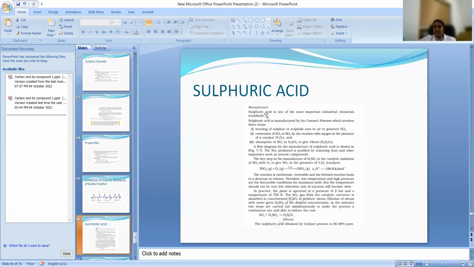How to prepare sulfuric acid? We will use a method called the contact process to prepare sulfuric acid. First, what are the three processes? Burning of sulfur or sulfide ore will produce sulfur dioxide. If you burn sulfur, S plus O2, SO2 will be produced. That will again react with excess oxygen to form sulfur trioxide. That takes place in the presence of a catalyst called vanadium pentoxide. And the sulfur trioxide formed will be absorbed in sulfuric acid to form oleum, H2S2O7, fuming sulfuric acid.